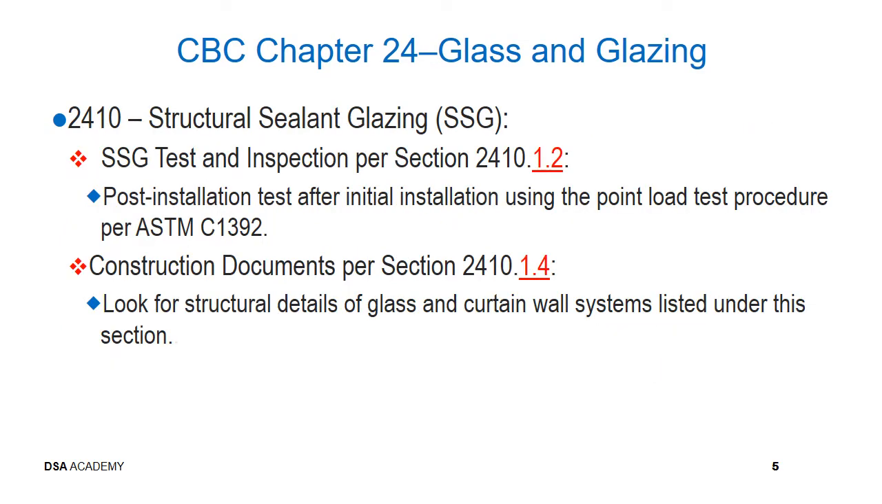CBC Section 2410 talks about structural sealant glazing, abbreviated as SSG. SSG test and inspection shall satisfy requirements in Section 2410.1.2. Construction documents shall show structural details of glass and curtain wall system per Section 2410.1.4. There are 14 items.